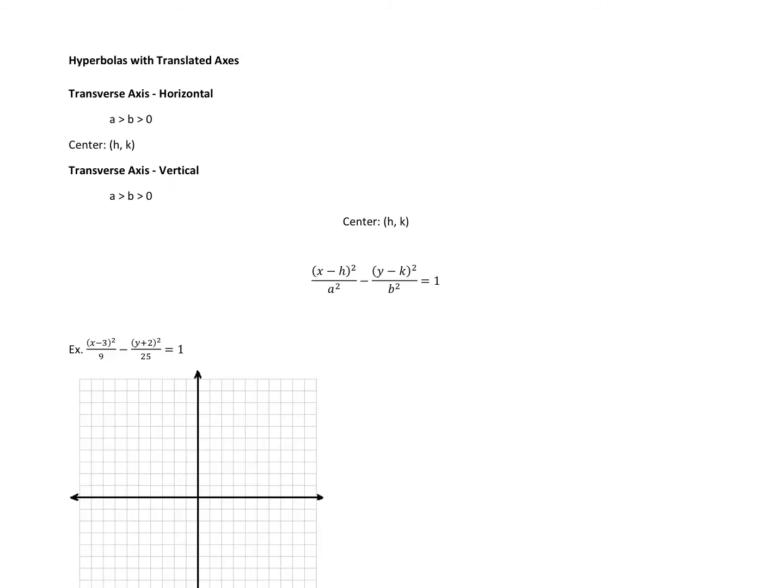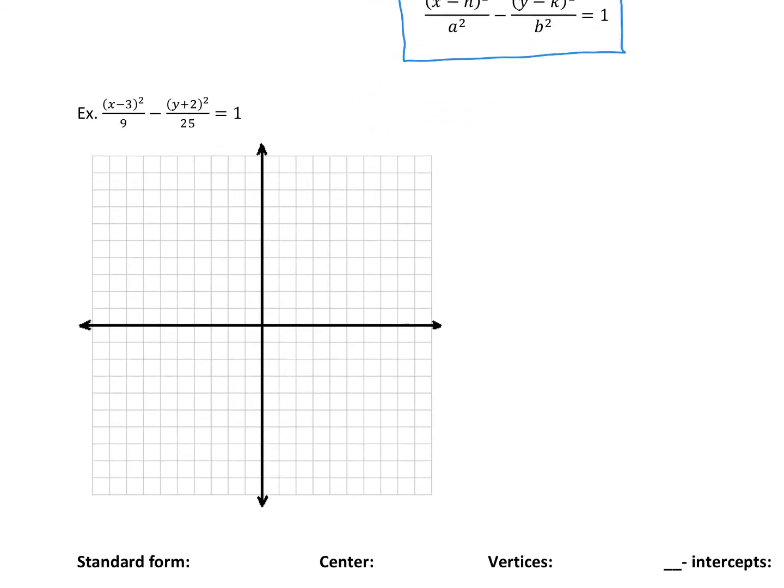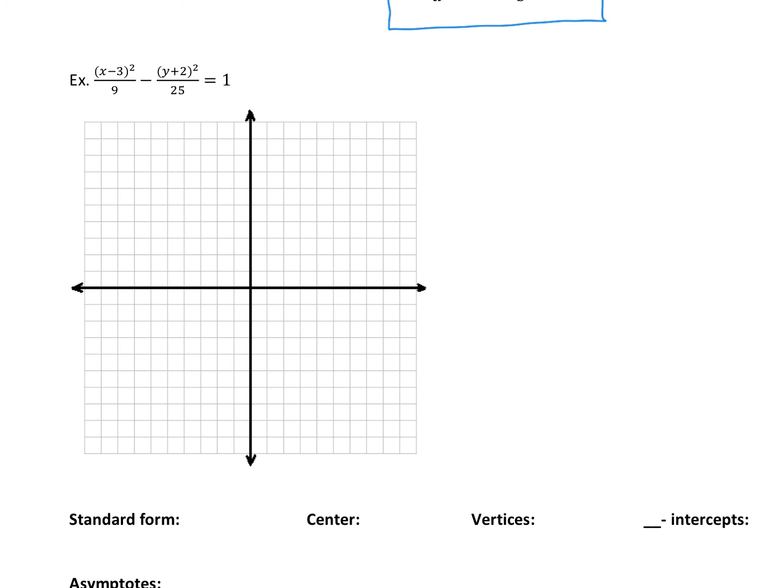So while we are going to normally work with hyperbolas that are centered at the origin, it is possible to translate these axes. And in order to do that, we basically shift it in the same way that we shifted our ellipse or our circle by making the x squared an x minus h squared and our y squared a y minus k squared. In that case, our center is going to be h, k. So I am going to just do this one example here. This is a hyperbola with a translated axis.